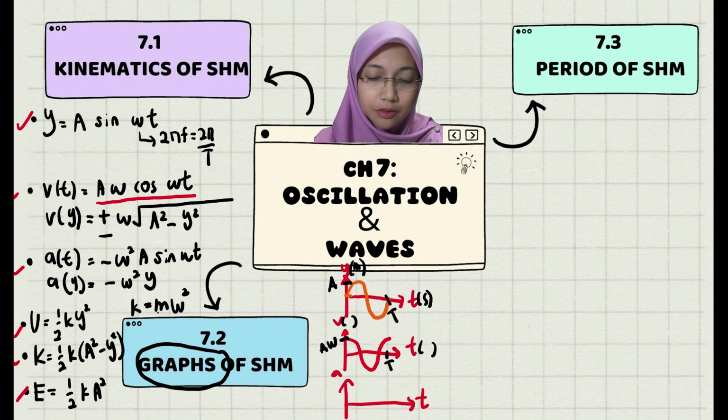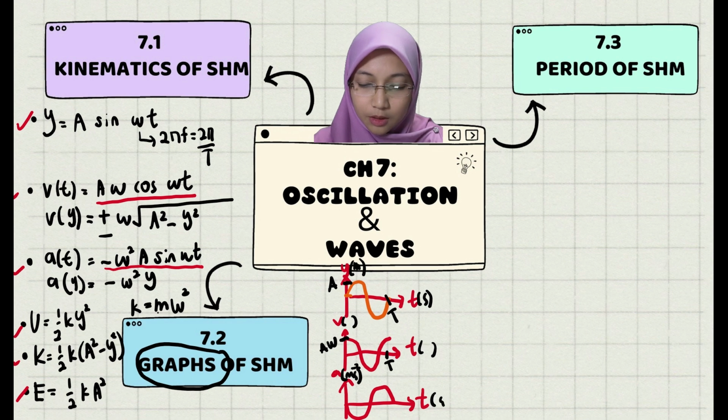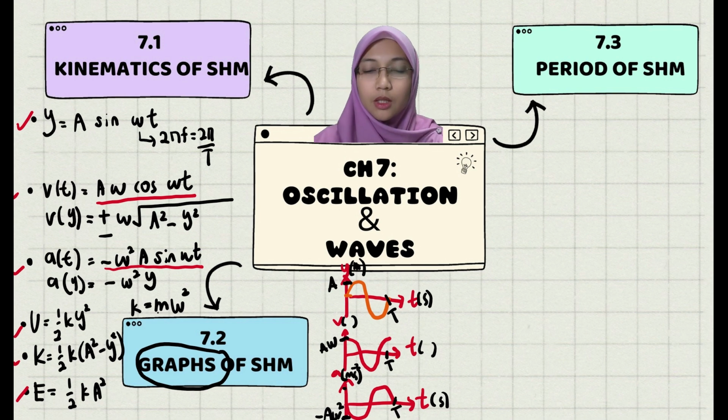For the acceleration, we have this equation, so it is a negative sine graph. The form of the negative sine graph is like this, and again we need to label the unit, meter per second squared, the units for the axes, the maximum value negative A omega squared, and the period. That is how you label the graphs of a against t, y against t, and also v against t.